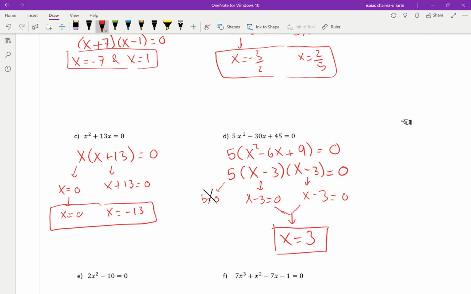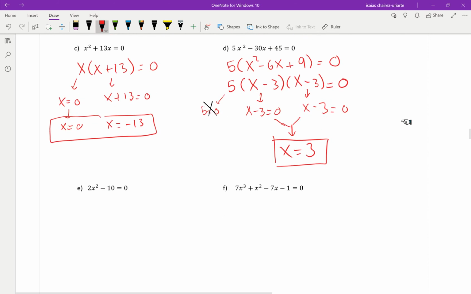If you're thinking about multiplicity, yeah, there is this thing called multiplicity. The multiplicity is 2, and that means that we're going to bounce off of the x-axis, etc., etc. But that's a story for another time. Right now, the only solution is x equals 3.